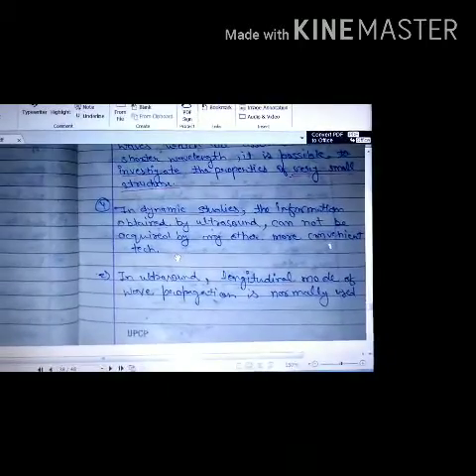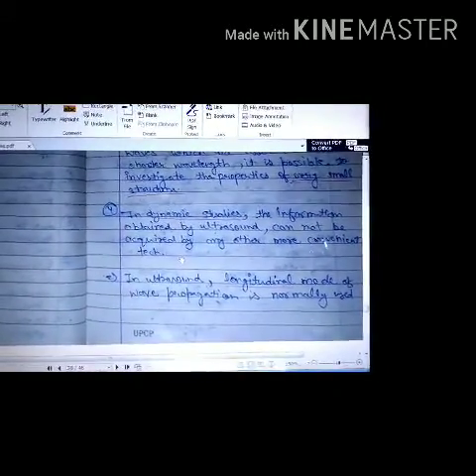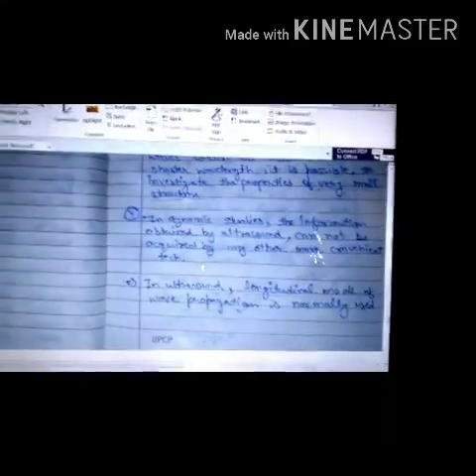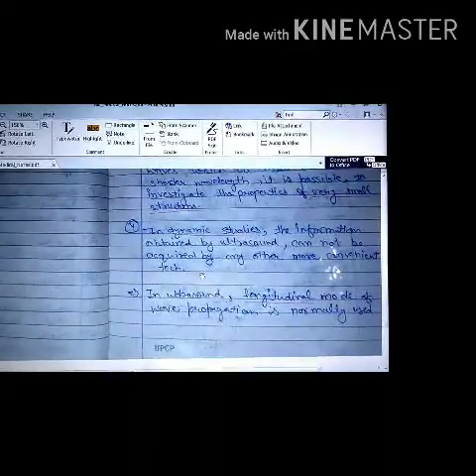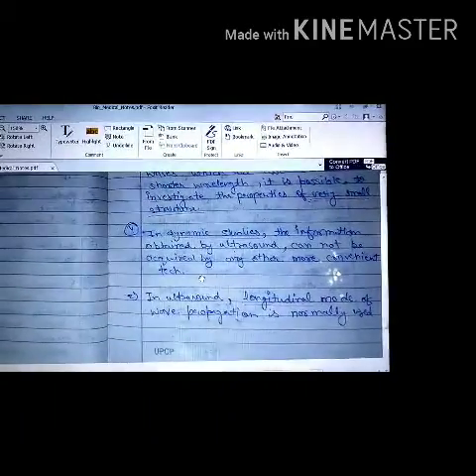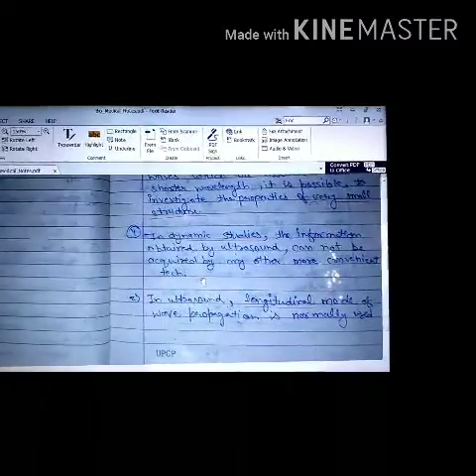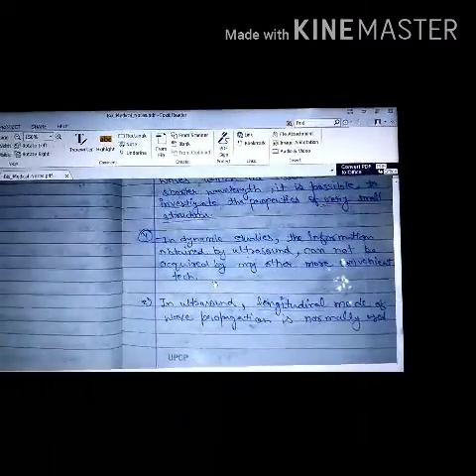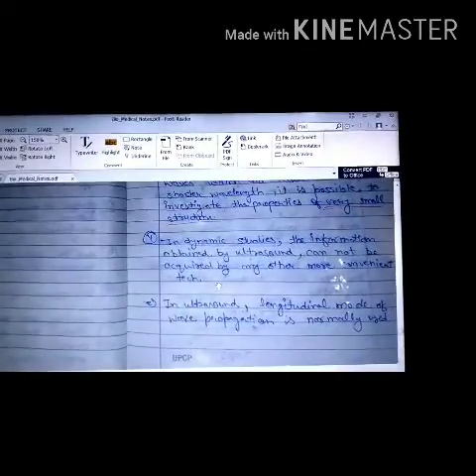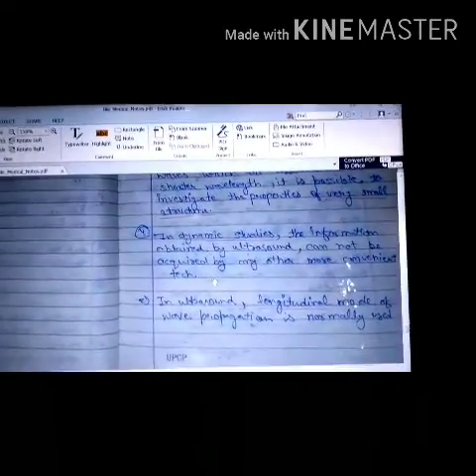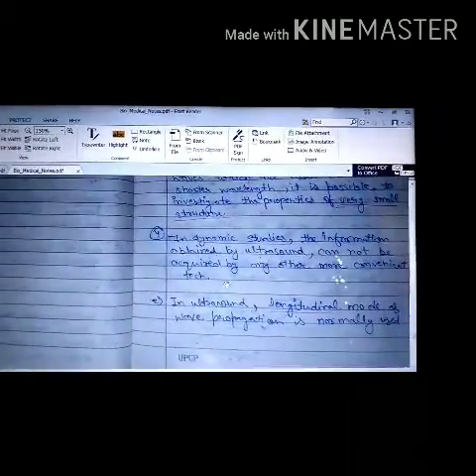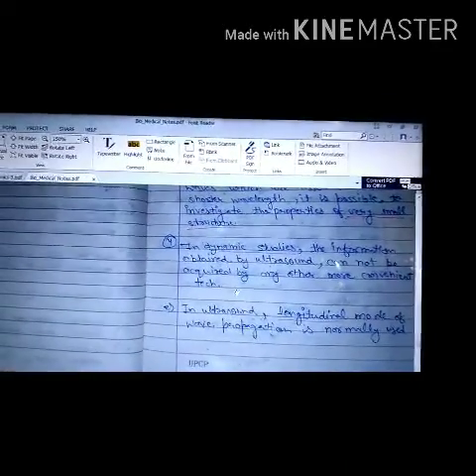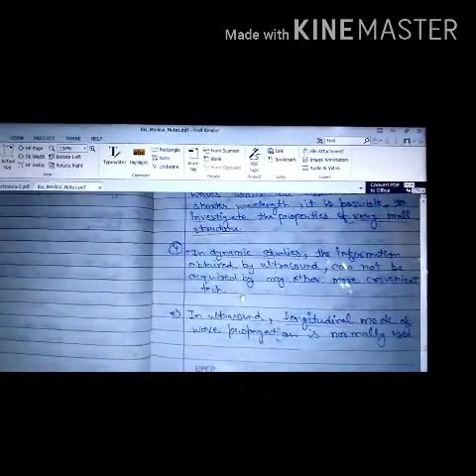In dynamic studies, the information obtained by ultrasound cannot be acquired by any other more convenient method or technology. Okay, so there are many components which we can observe in real life, and we can observe their activities, how they are functioning, and this is not possible through any other method in such an easy or convenient way. Ultrasound uses longitudinal modes of wave propagation. Okay, so there won't be crests and troughs, but there will be compressions and rarefactions. That is, somewhere the waves will be closer together and somewhere they will be further apart.